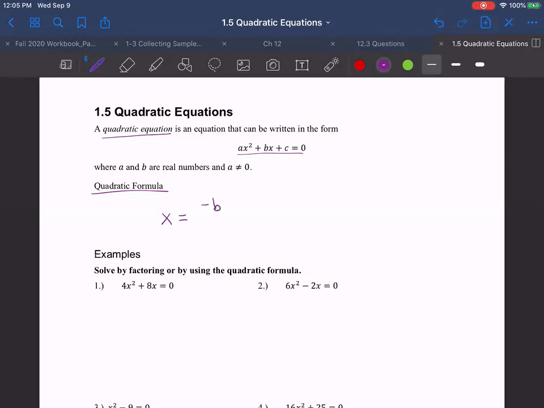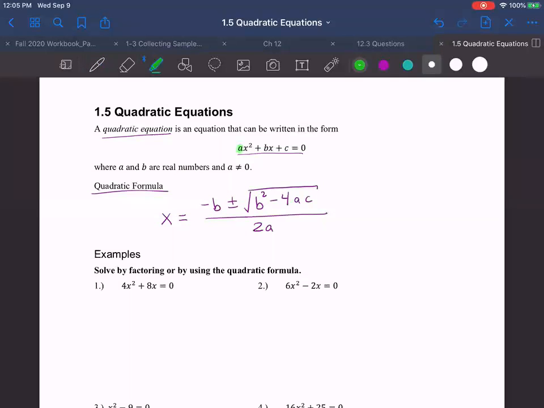And so the idea is that we can solve for values of x by using this. It's the opposite of b, so negative of b. So if b is negative, then it becomes positive. If it's positive, we put in negative. Then plus or minus, that'll give us our two answers, because these quadratics typically have two solutions. So x equals the opposite of b plus or minus the square root of b squared minus 4 times a times c, all over 2a.